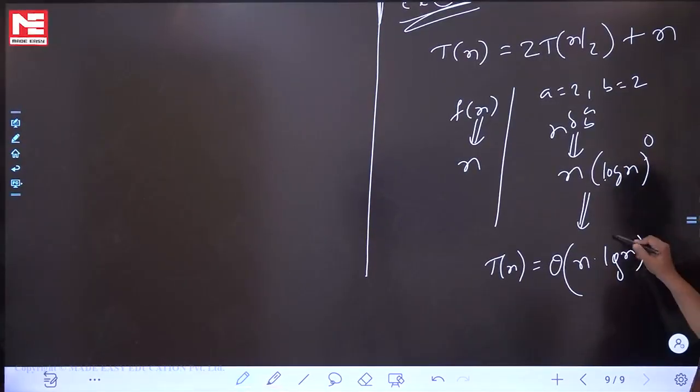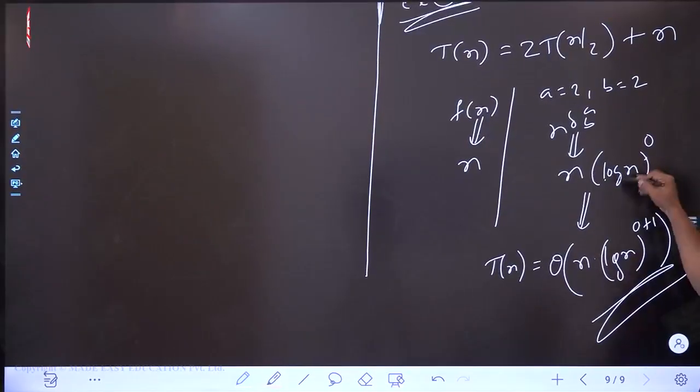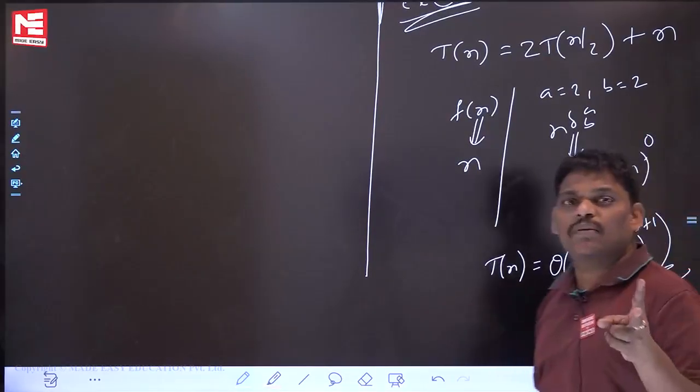Right? But in the place of 0, write 0 plus 1. That will be the answer. Whatever is there on the right side, write the same thing. But in the log power, whatever k is there, just write k plus 1. These are the three cases of the master theorem.